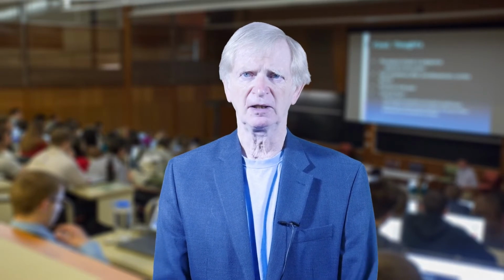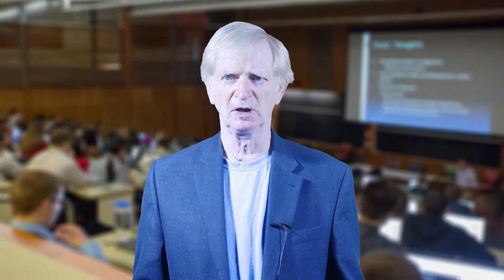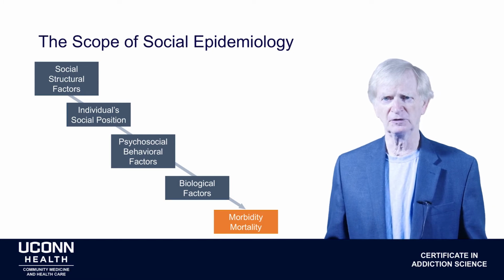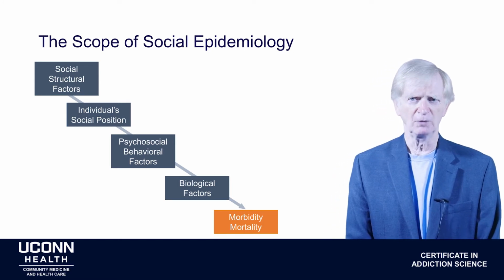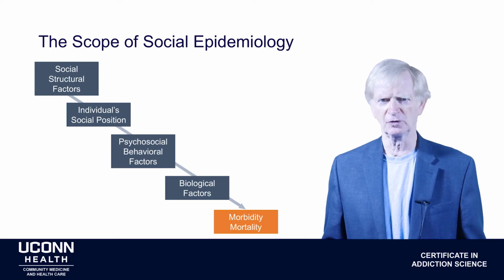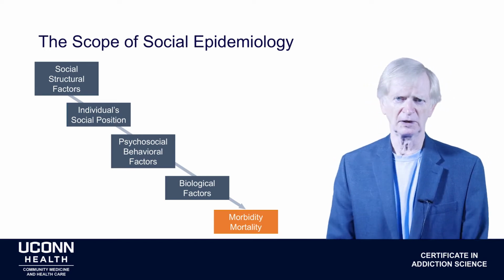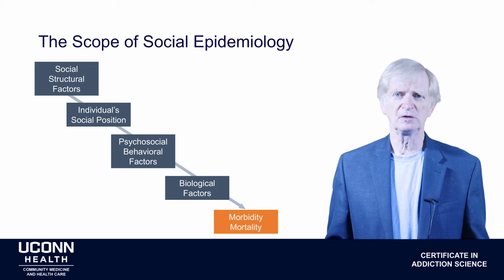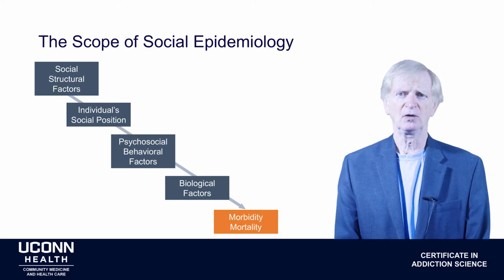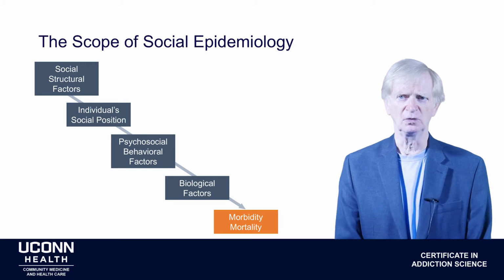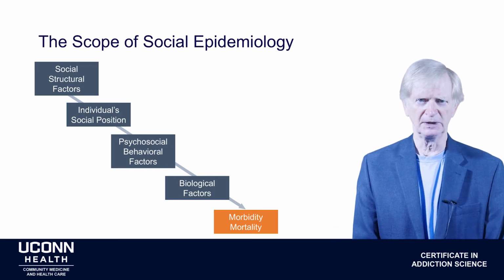Social epidemiology can be looked at in terms of a continuum. At the far end of the continuum, we're talking about morbidity and mortality, the development of disorders and diseases, as well as death rates attributable to them. We want to understand how social factors contribute to mortality and morbidity.